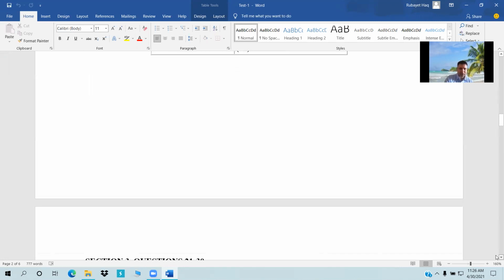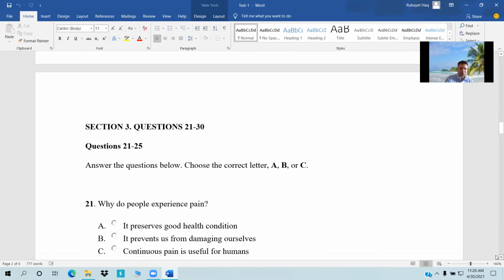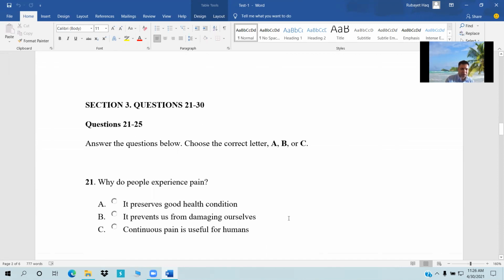Moving on to section 3, 21 to 25. These are MCQs. Why do people experience pain? So again, you have to highlight them. The main thing is you don't need to focus on the full sentence, just people and experience pain. This is the main thing.